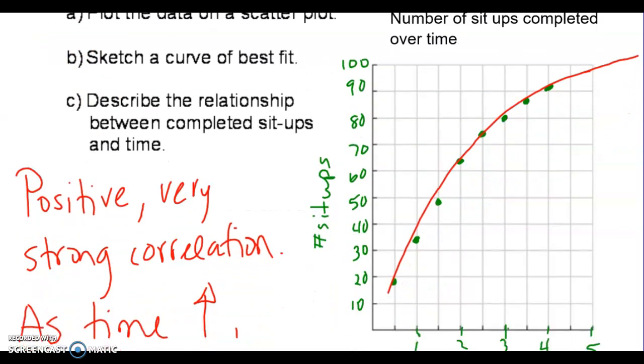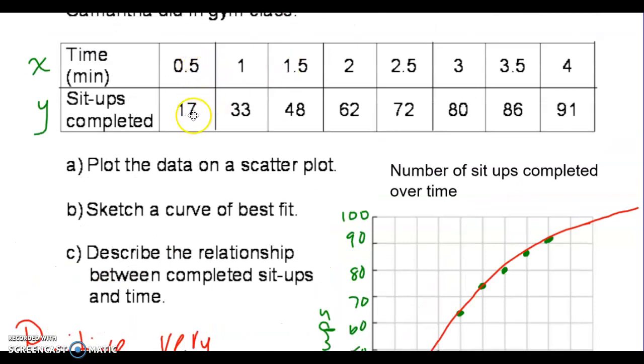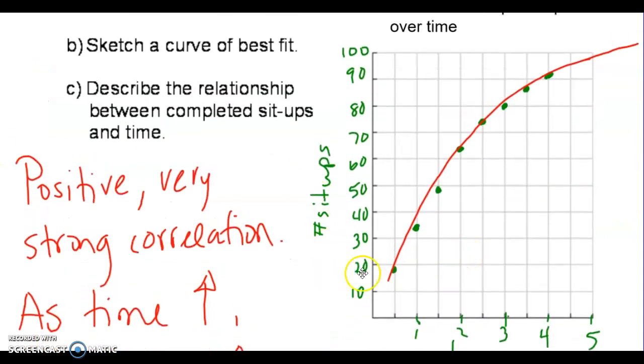I've labeled my axes. I've plotted my points. Okay, so my first point, 0.5, 17. My second point has coordinates 1, 33, etc. I plot all my points on the scatter plot, and I notice that my points form a nice curve. Do you see that? A curve is much more appropriate here than a straight line.